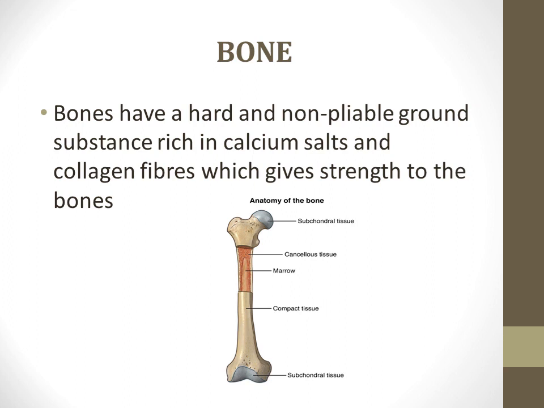Cartilage tissue, we said, is a pliable, flexible type, but bones are very hard and have a non-pliable ground substance. It is mostly rich in calcium salt, and the fibers are collagen fibers. In the previous class we learned three types of fibers: collagen fiber, elastic fiber as well as reticular fiber. Do you remember? Here bones consist of collagen fiber. Because of this ground substance as well as the collagen fibers, the bone becomes strong.